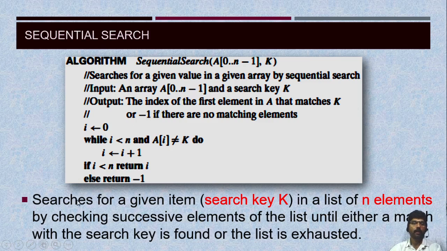Sequential search is nothing but searching for a given item. Here one item is given, called the key item, that is K, in a list of n elements, by checking successive elements of the list until either a match with the search key is found or the list is exhausted.